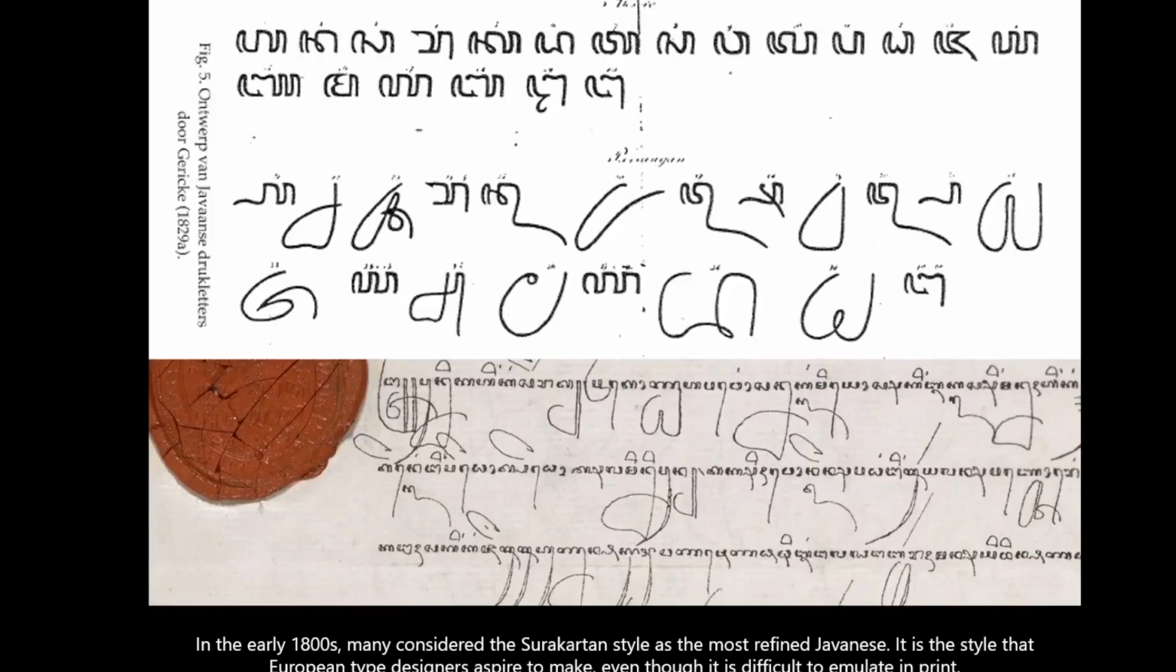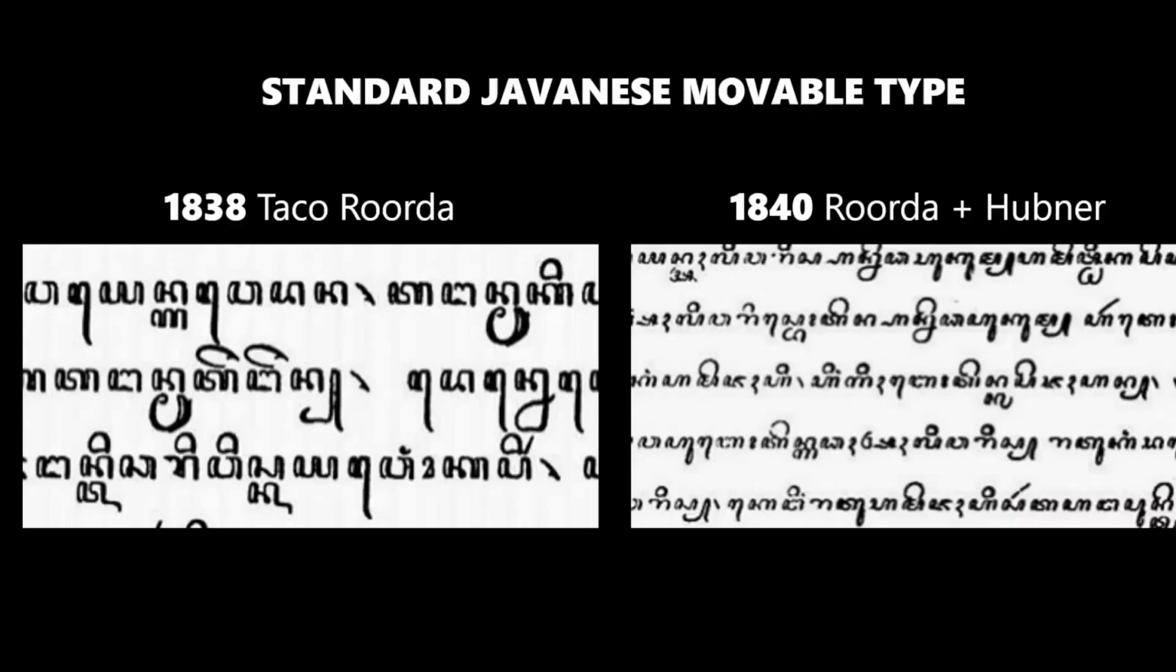Around the early 1800s, increasing interest in the Javanese language and literature prompted the creation of the Javanese movable type. At the time, the Surakartan style was considered the most refined and frequently cited as the ideal form for type designers to aspire to. However, with its extreme flourishes that necessitated huge descender and ascender space, it was very difficult to emulate in print. Printing anything with this kind of style would need a lot of printing space and make everything more expensive. And so balancing this ideal style with the economic and technical reality of the time has been the central preoccupation of designers of the time. However, in 1838, a satisfactory typeface was completed by Taco Roorda.